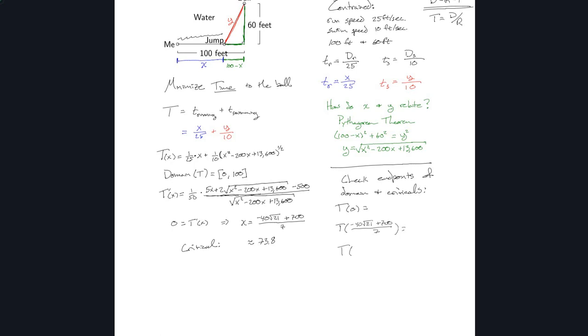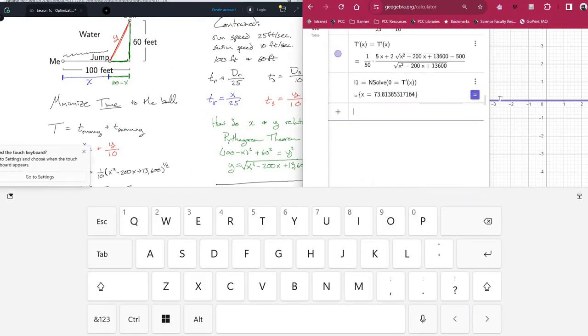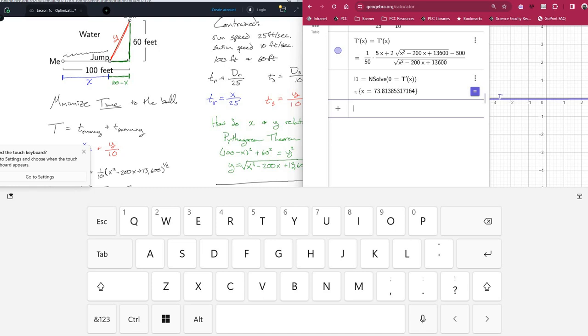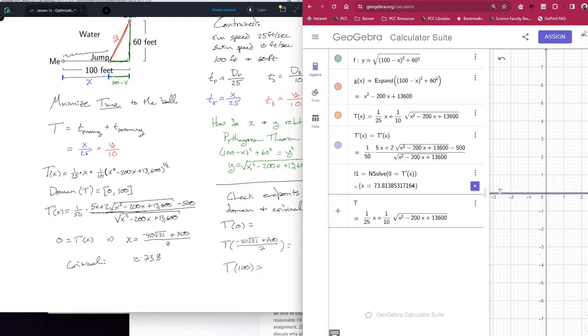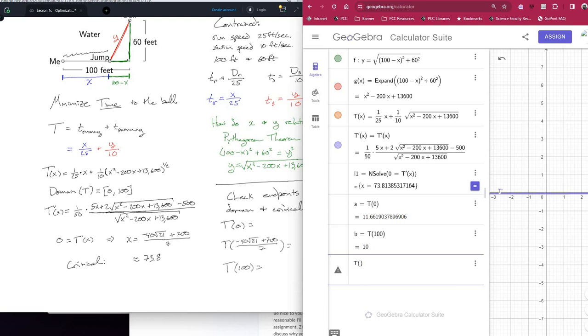And then T of 100. And again, let's not belabor this. Let's go ahead and just say T of 0, T of 100. Those are the easy ones to check. And then we want T of negative 40 square root of 21 plus 700 over 7. Cool, and so we get a smallest time out of the 3 is 9.5, and that was in feet per second, so that's 9.5 seconds to get to the ball there.